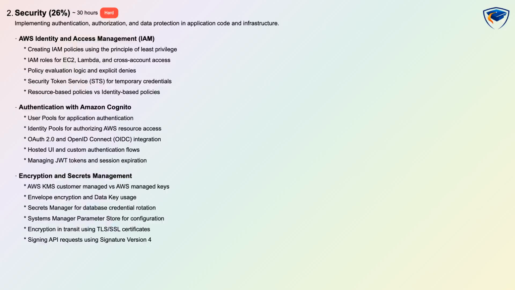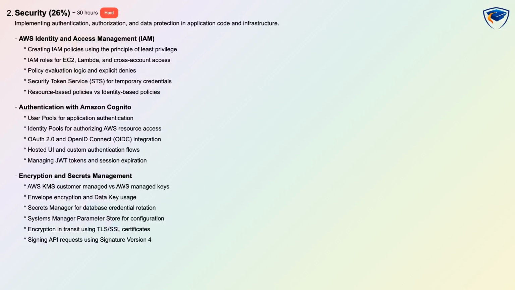Learn Amazon Cognito for application authentication and authorization, implementing user pools for sign-in, identity pools for granting AWS resource access, integrating OAuth 2.0 and OIDC, using the hosted UI or custom authentication flows, and managing JWT tokens and session expiration.